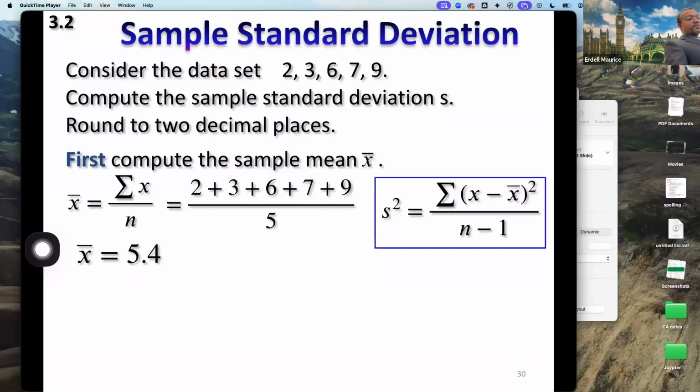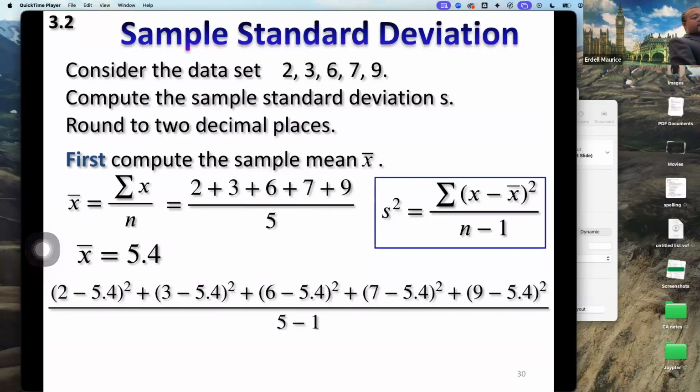My average is 5.4. And then I have to go ahead and find all the deviations and square them. Subtract the mean, square, subtract the mean, square, subtract the mean, square. And again, I'm going to divide by 4. Even though there are 5 numbers in the set, I'm going to divide by 4 because the formula calls for n minus 1. Yes?